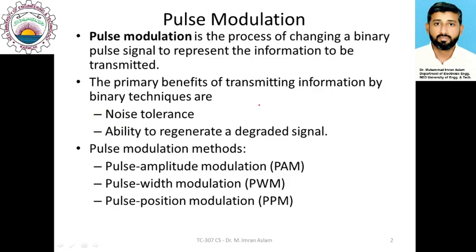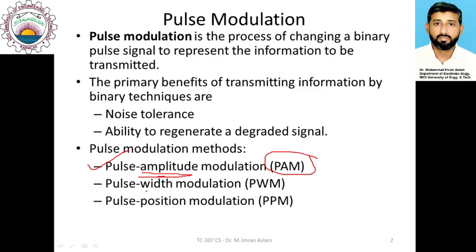So how can the information be represented in the form of pulses? In order to represent the information in the form of a pulse, we need to change one of the parameters of the pulses. There are a number of parameters in the pulses that can be changed. So there is a possibility that we change the amplitude of the pulse to represent the information. This type of modulation, where the information is represented by changes in the amplitude, is named pulse amplitude modulation.